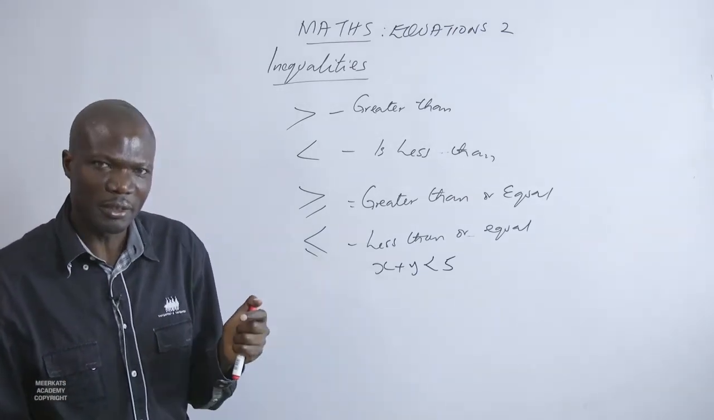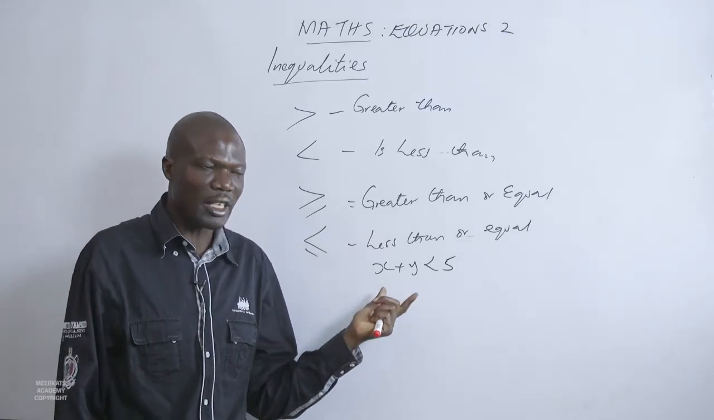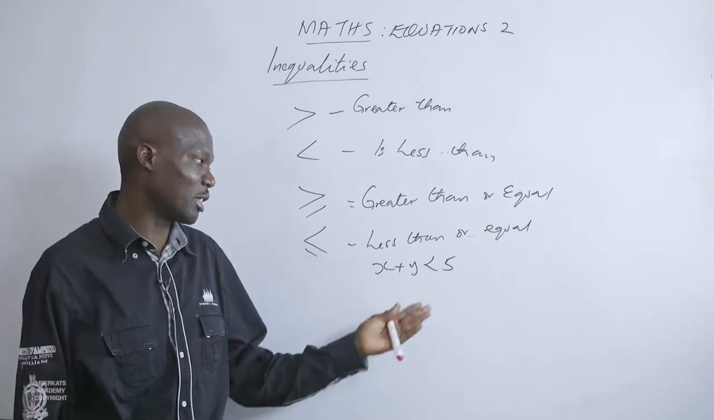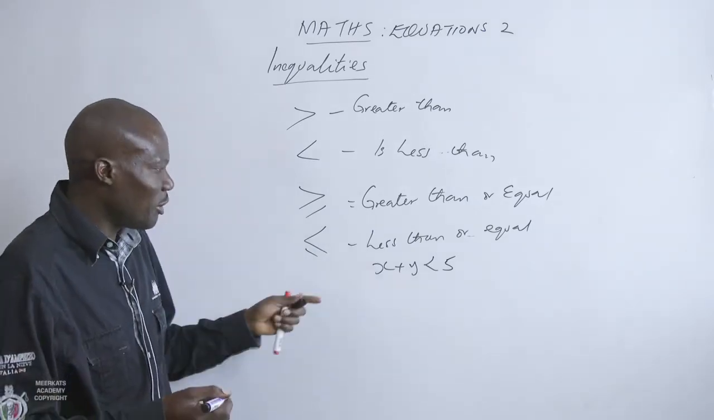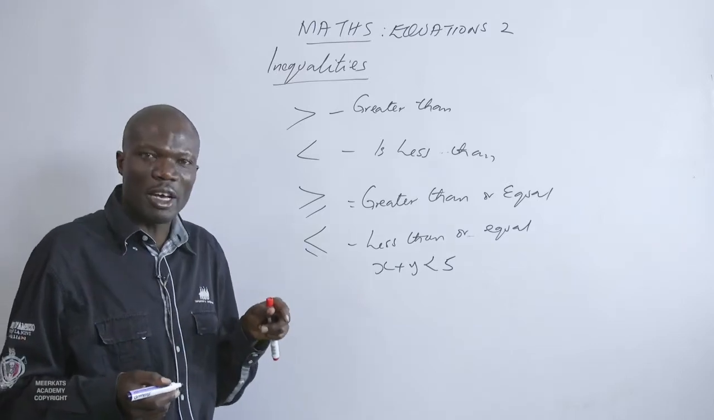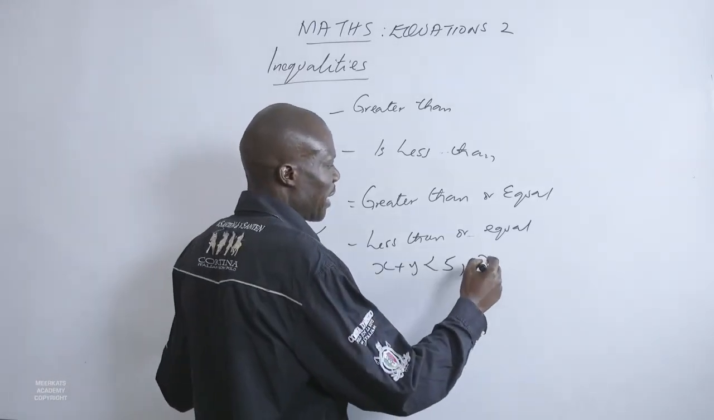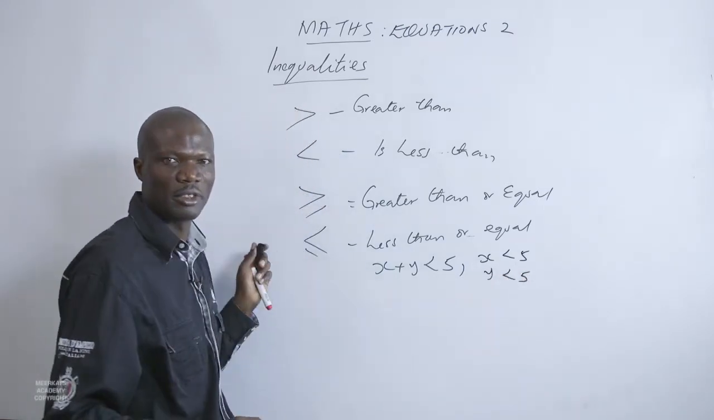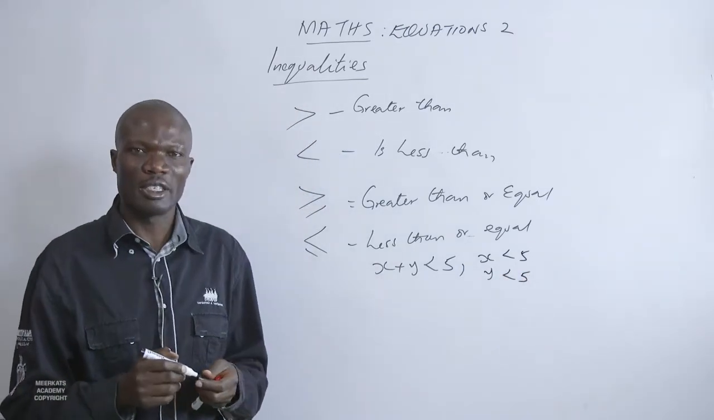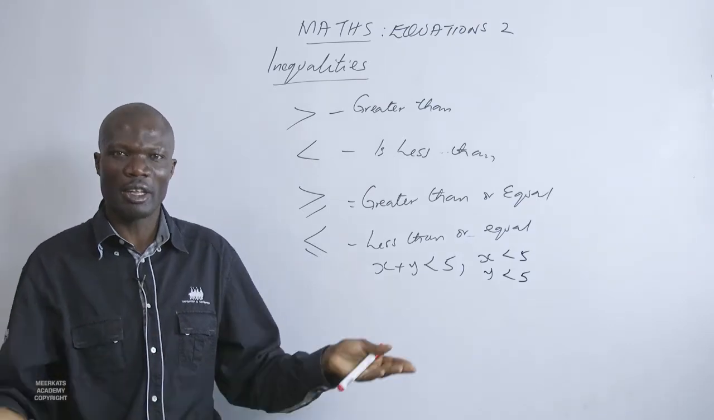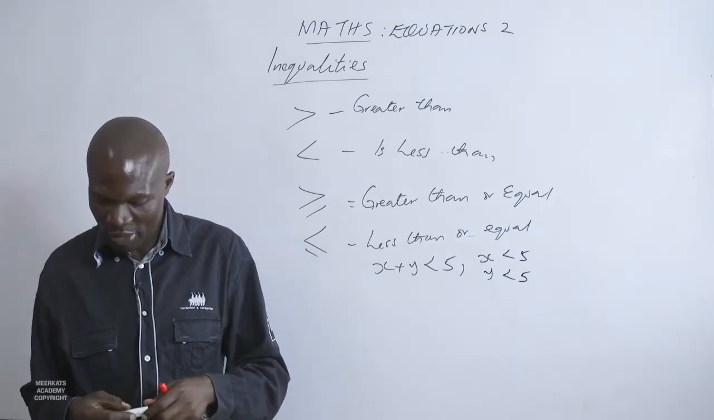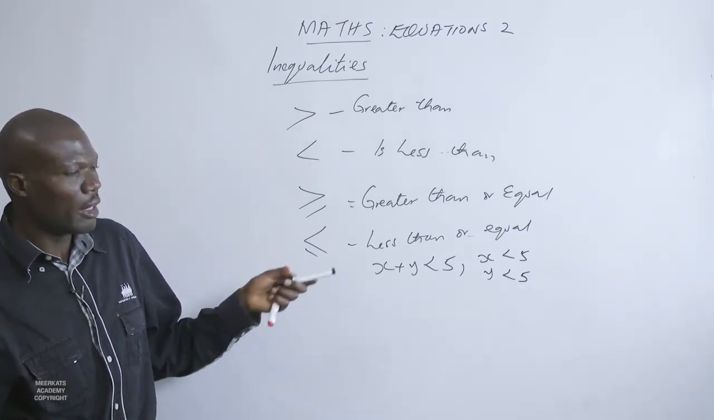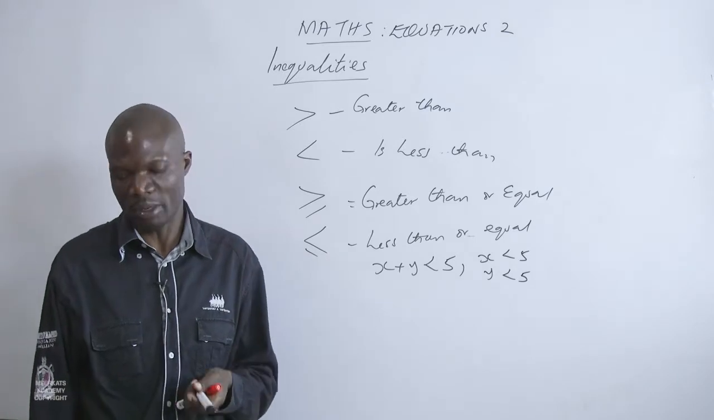And you'll notice this. From one simple inequality, we can come up with so many other inequalities. For example, if x added to y is less than 5, then definitely x is less than 5 and y is also less than 5. So from one simple inequality, you can come up with other inequalities to reflect the same information. These inequalities can be shown on a number line.